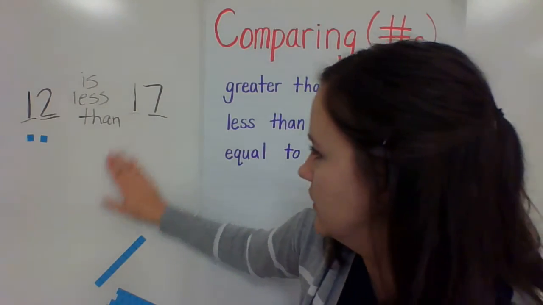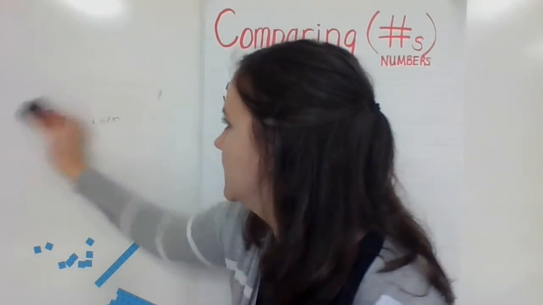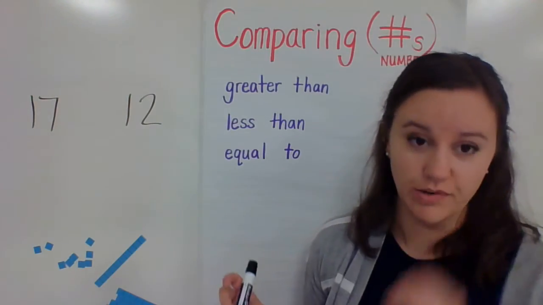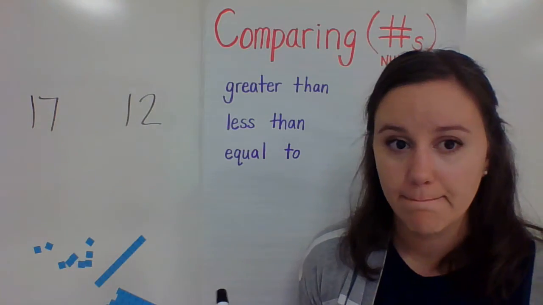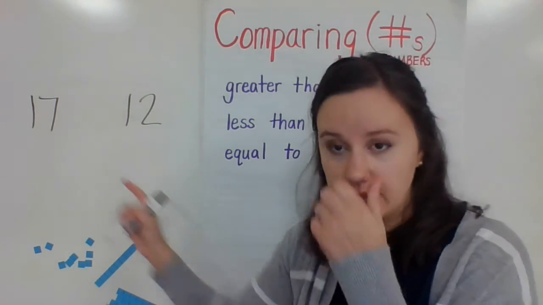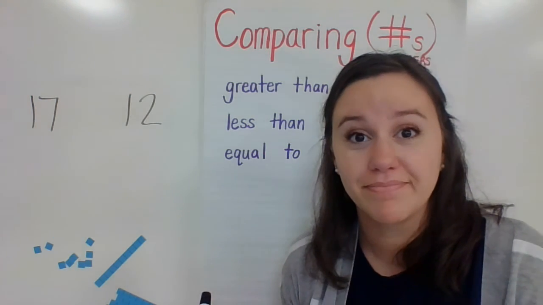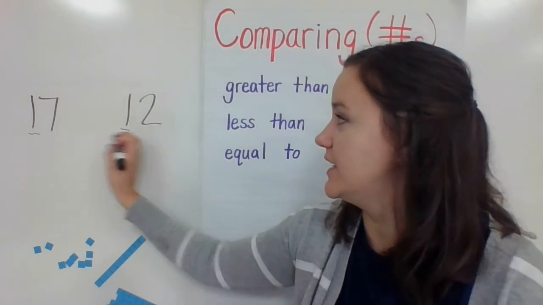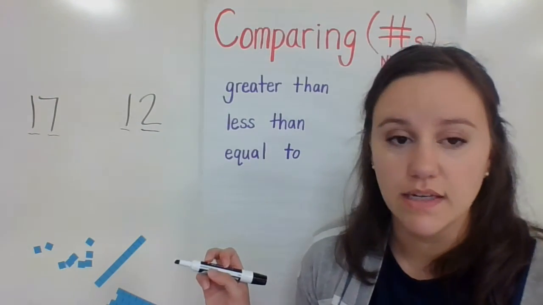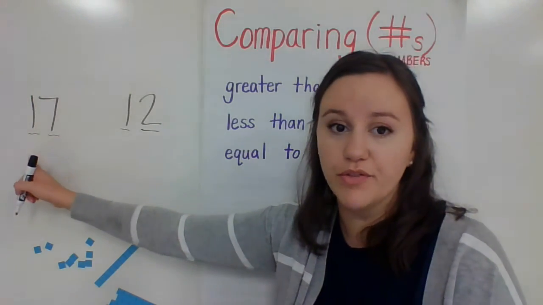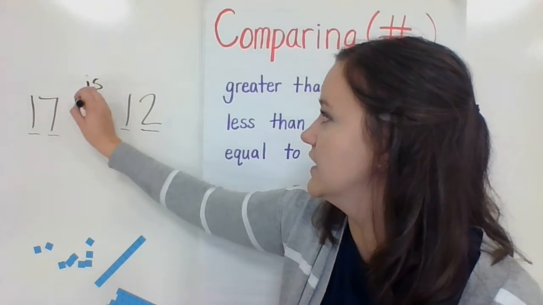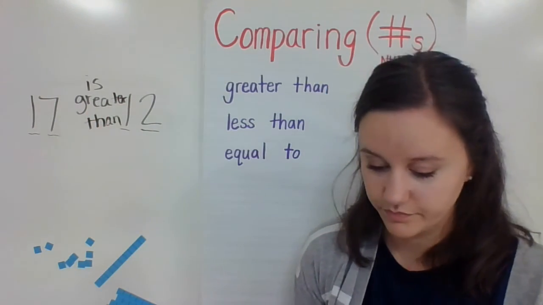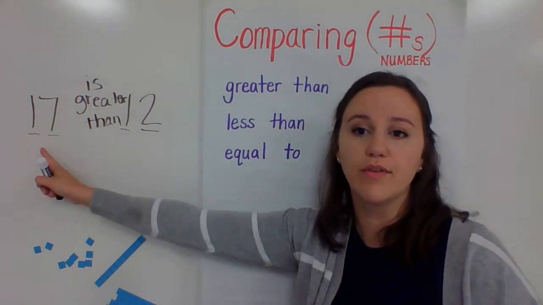If I reverse those numbers, so if I wrote 17 over here and 12 over here, would I still write less than in the middle? Remember I compare in this direction like I'm reading a book. I wouldn't say less than this time because now I'm starting with 17. They both have the same amount of tens, but 17 has 7 ones and 12 has 2 ones. So now the number over here is greater than. So I would say 17 is greater than 12.